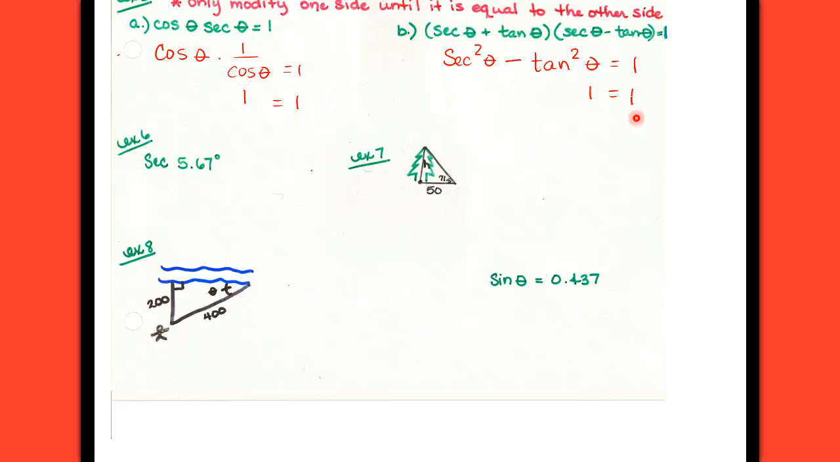Example number 6, they ask us to use a calculator to evaluate the secant of 5.67 degrees. Actually, in the textbook, it doesn't say 5.67 degrees. It says some kind of craziness in there, right? This is what it's referring to. That is 5 degrees, 40 minutes, and 12 seconds.